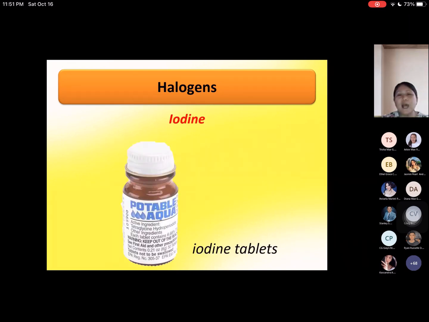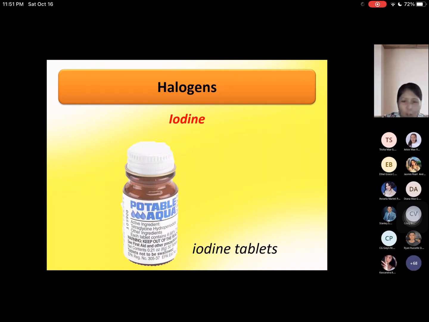First is the iodine, which is one example of halogen. Iodine, we have the iodine tablets. Actually, I have not seen one of these in real life. I don't know if it's still available in the drugstore or from our suppliers, but this is one type of halogen that can be used as a chemical agent.